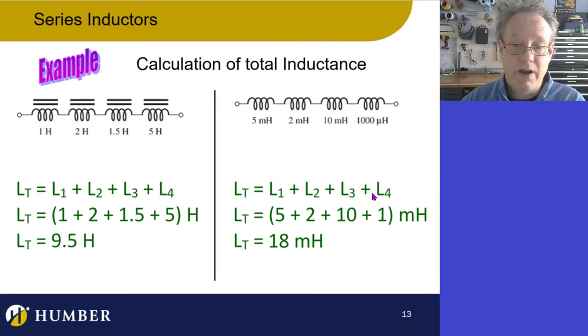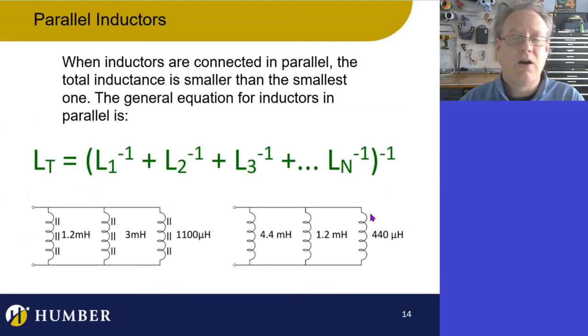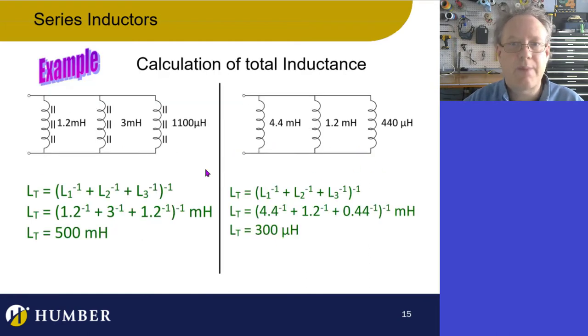So I've got 1,000 microhenries, that's a millihenry, and I put it down. Now, when we put these in parallel, the formula is exactly like the formula we use for putting resistors in parallel. And there we go. So there's an example here. Let's take a look at it.